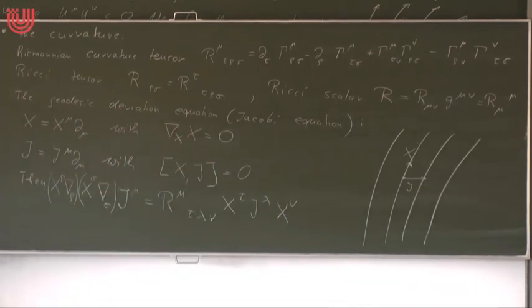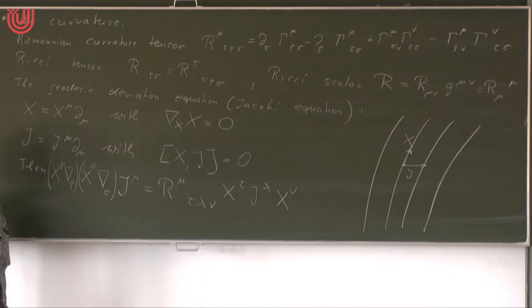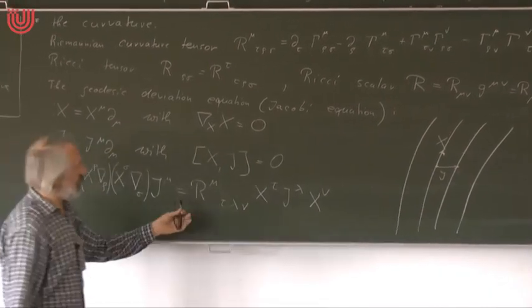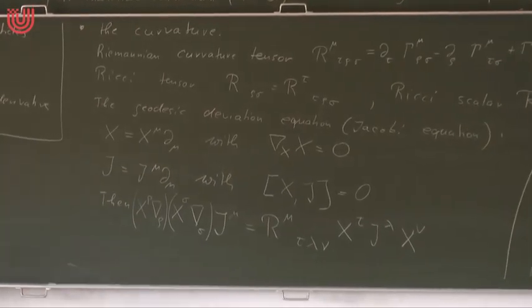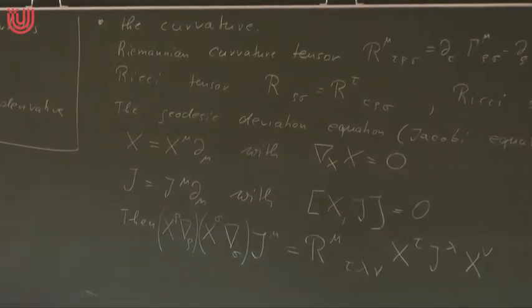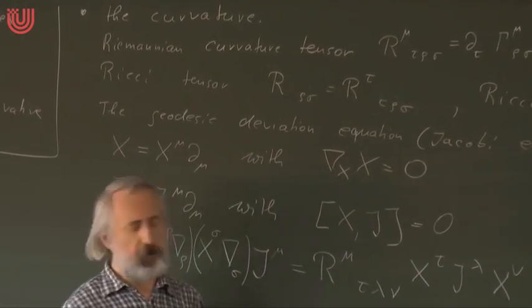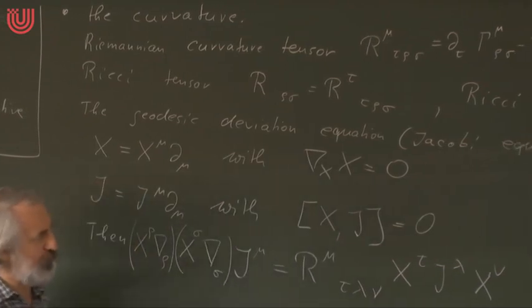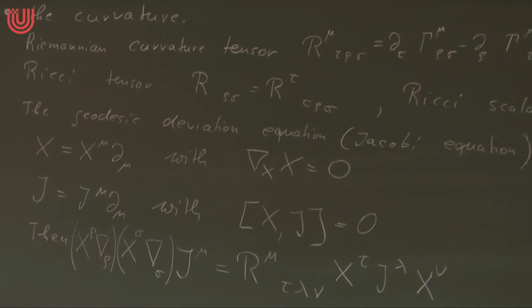So you see, in particular, if the curvature tensor is zero, then this second derivative is zero. And this means the neighboring curve stays parallel. So the curvature tensor characterizes the motion of neighboring geodesics. This equation holds for time-like, space-like, or light-like geodesics. The causal character is irrelevant. But it's particularly interesting in view of interpretation for time-like geodesics, because then it's for freely falling particles.